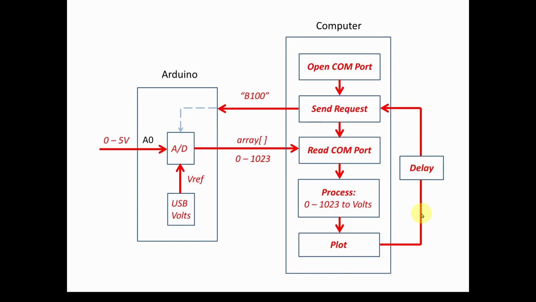And then after some delay, and this is an important part we talked about in previous videos, after some delay, we're going to have to send another request. When everything is all done and we're ready, we send the next request to get more data, and then we keep going through this loop and refreshing the oscilloscope screen. So basically, our functionality in this C# application is going to be dealing with a COM port, sending a request, reading the data, processing and plotting, and then doing that over and over again.